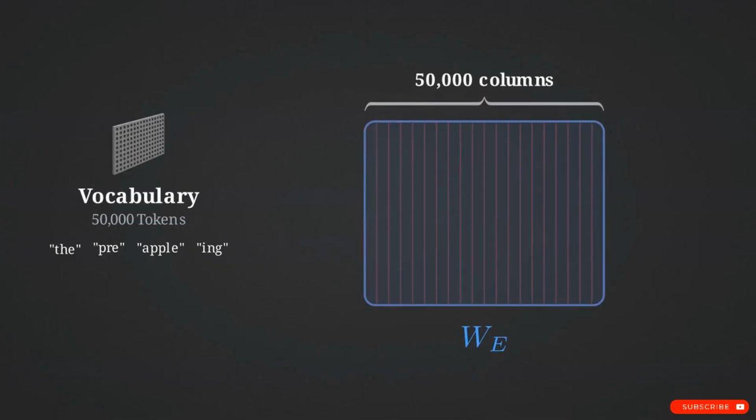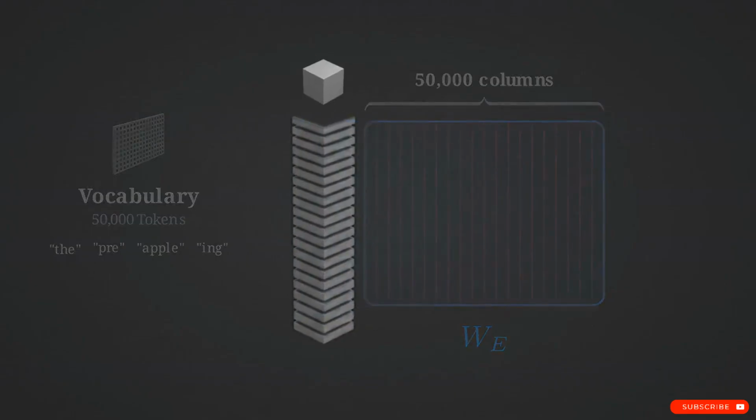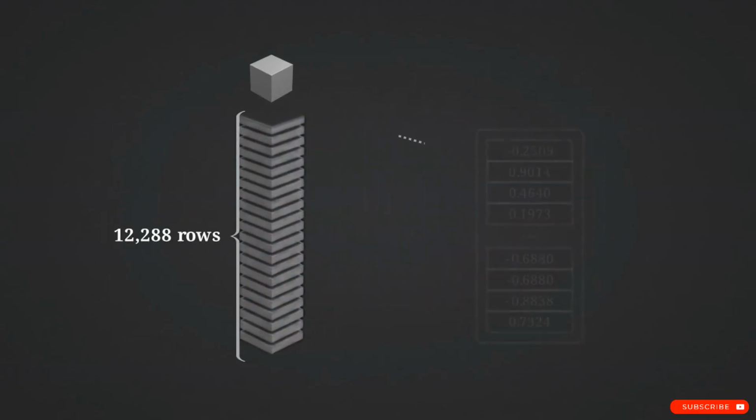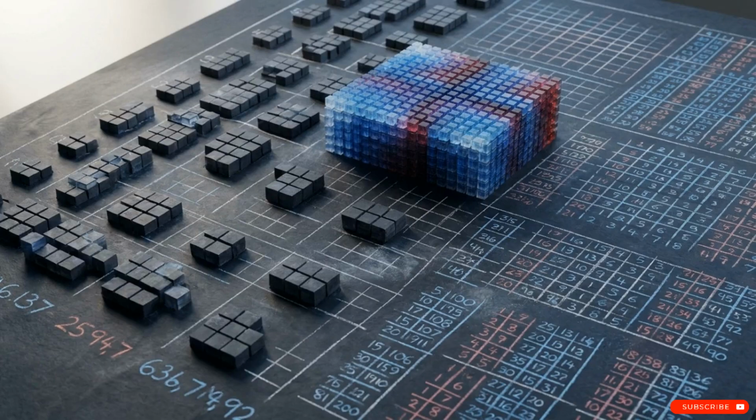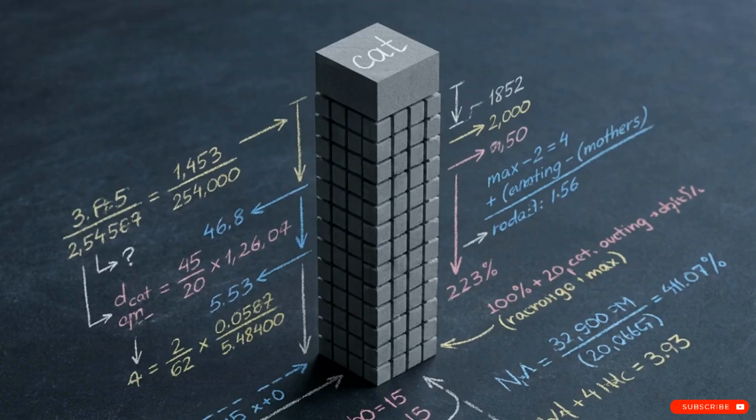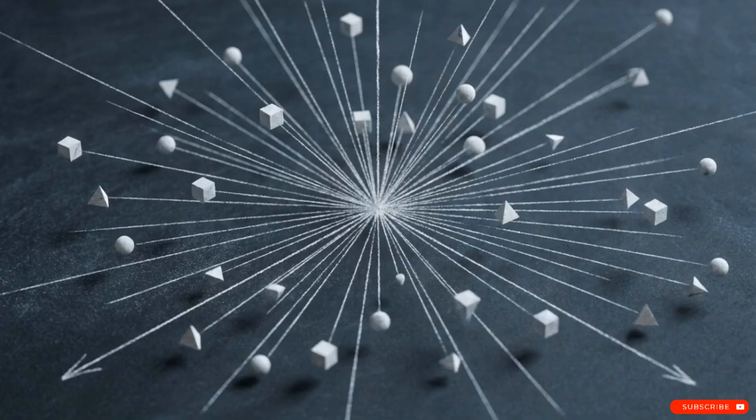This matrix has a single column for every one of those 50,000 tokens in the vocabulary, and in GPT-3, each one of those columns extends down 12,288 rows. You can think of this matrix as a massive lookup table. It grabs a discrete piece of text and maps it to a continuous vector, a set of coordinates in a 12,288 dimensional space. This 3D graph visualizes a slice of that massive embedding space.